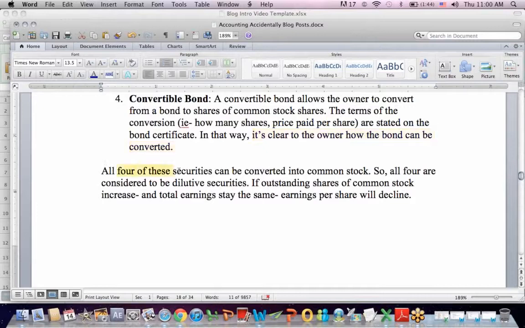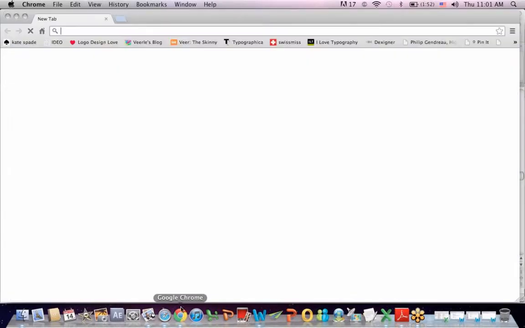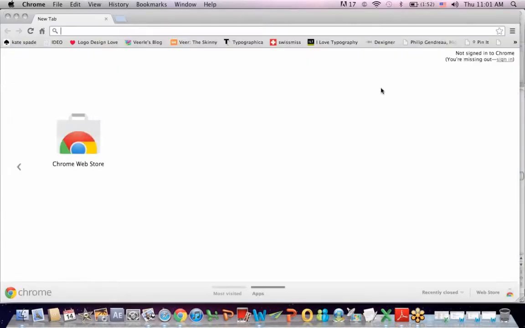So since all four of these securities that I just named can be converted to common stock, they're all considered dilutive securities for earnings. Because the outstanding shares of common stock would increase, the earnings would stay the same, and earnings per share would decline. That's as far as we're going to get on this topic.